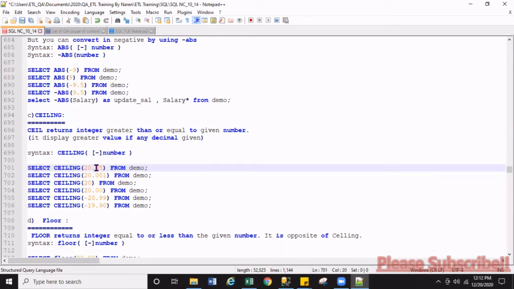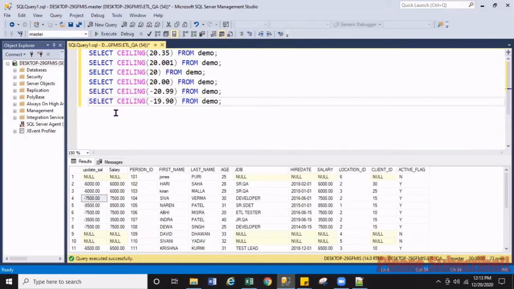25.35, actually if you leave 3, and 3 is leading to 0. But here, the ceiling will not make this 0. Ceiling will make it 21. So any number, any value after the decimal point, it will go up. It will always go to the ceiling. It will always go to the upside. So let's execute the query and see.